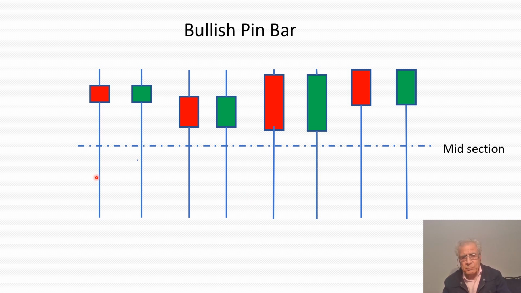For example, if this pin bar, which we consider a hammer, is at the bottom of a downward trend, there is a big probability of a trend reversal from downward to upward. You have to wait for the confirmation candle to form. If the confirmation candle forms and closes above this, then you enter the market.